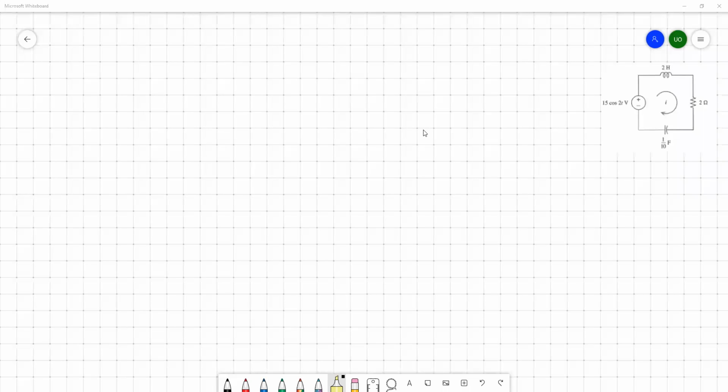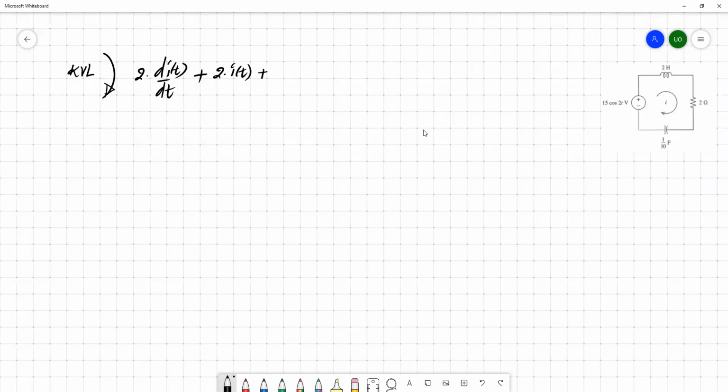For example, if you just apply Kirchhoff's voltage law, we know that there is an inductor here, so you can simply write the voltage across the inductor as L times the derivative of the current. So we have 2 Henry and the current derivative. Then we have this 2 ohm resistor, so the drop across this 2 ohm resistor is 2 times the current.